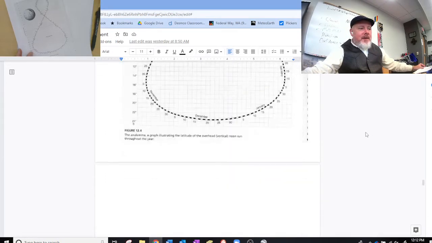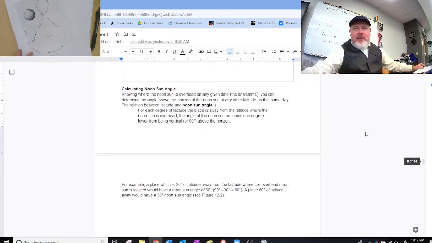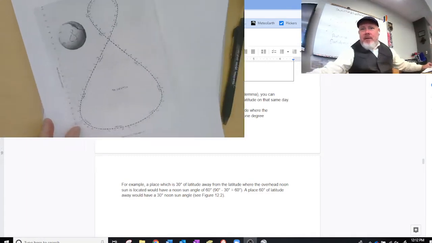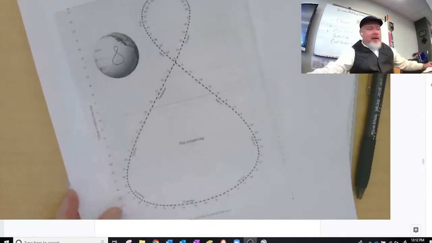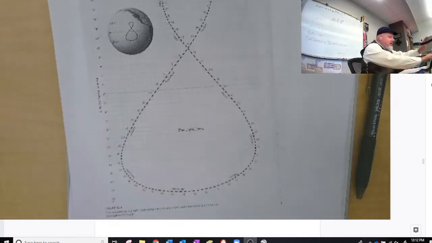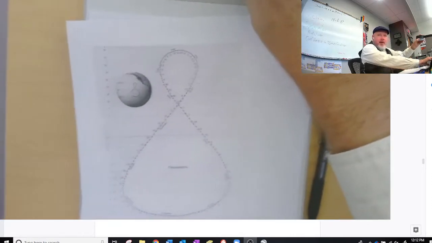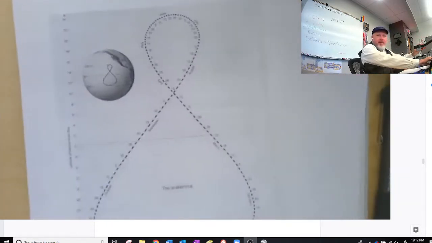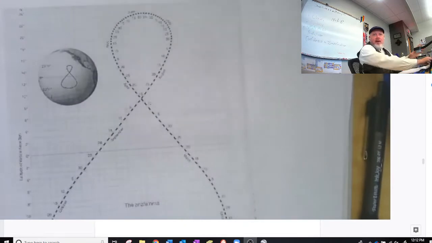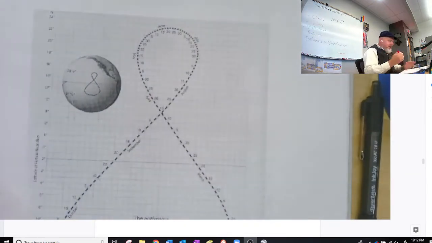This is figure 12-4, and this will help you to answer questions 32 and 30 through 34. So how do we use it? So I'm going to switch this over to this video right here that I'm looking at the document camera. The first question is going to ask you to draw on the analemma the Tropic of Cancer and the Tropic of Capricorn. Now I'm not going to be able to show you the whole page in there. I'm just going to show you what I can. So I'm going to use a red pen here.